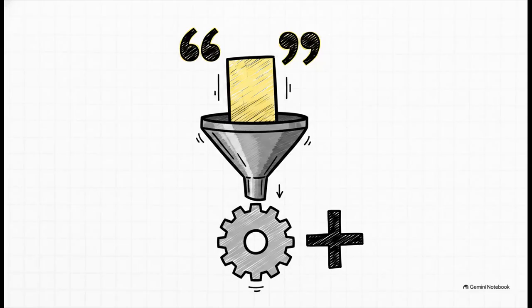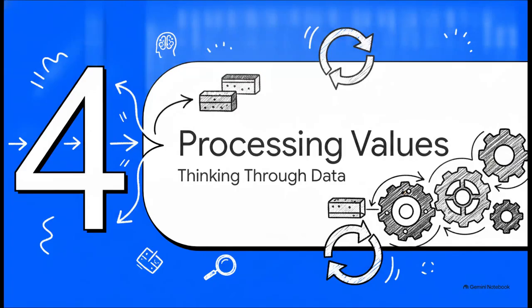To fix this boundary issue and do actual math, we have to convert it. We do this by nesting the input function right inside the int function, like literally wrapping it up. This transforms that text string into a real integer object. Once you do that, your program is holding a true number, and the heavy-duty processing can finally begin. Now, what happens when the computer needs to process a whole sequence of thoughts? Let's move to part 4, processing values in loops, thinking through data.